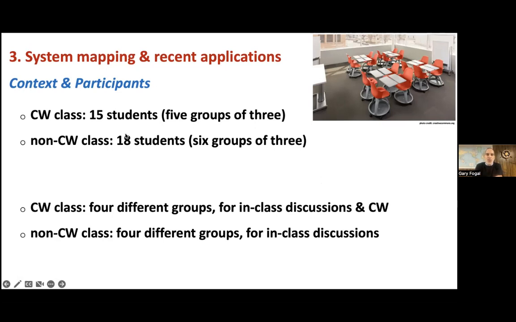Of note here as well is that both classes had opportunities to work in different groups throughout the semester. So students spent 3 to 4 weeks working in the same group, and then the groups were reassigned. So in both classes, students worked in 4 different groups. In the collaborative writing class, the groups were used for in-class discussions and collaborative writing. For the non-collaborative writing class, the groups were used only for in-class discussions. And we changed the groups at pedagogically meaningful points in the semester. So when there was a thematic shift in the course.